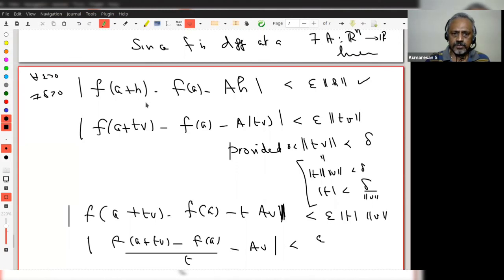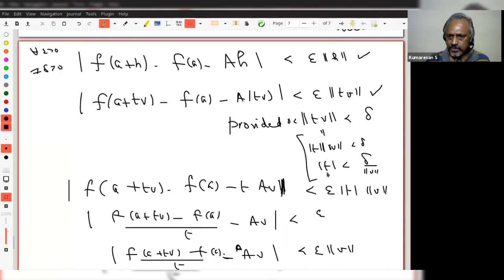And now in place of h, I am writing tv, therefore I get this. Do you understand this? Okay. But for this inequality to be true, I want the norm of h, the length of h, to be less than delta. That means here the length of tv should be less than delta. Is that clear? But if t is very near to 0, then I can always make mod t less than this number. Therefore, for all t in this interval around 0, this makes sense.